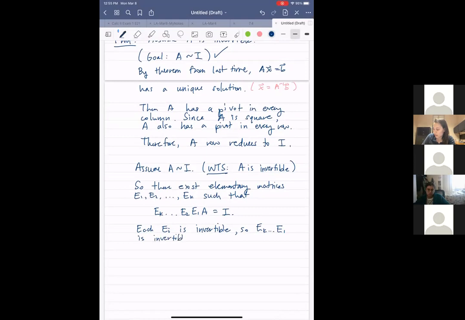And not only that, we know that its inverse will be the product of the inverses of each of the individual matrices, but now that's in the opposite order, right? So we have to change the order. So E1 inverse times E2 inverse up to EK inverse. And this is using the fact that AB inverse equals B inverse times A inverse. We just use this fact repeatedly, right? And we'll end up with this.